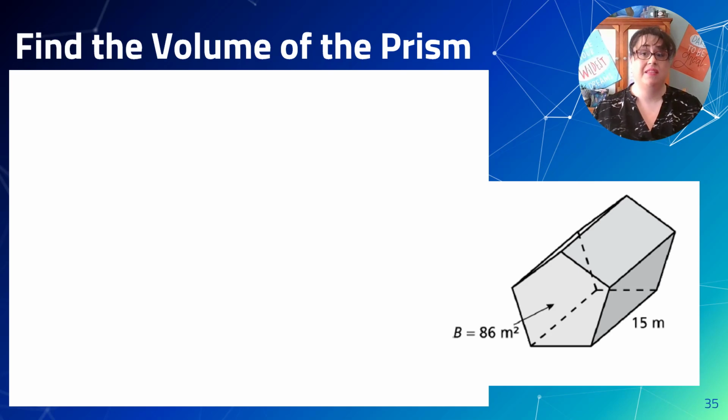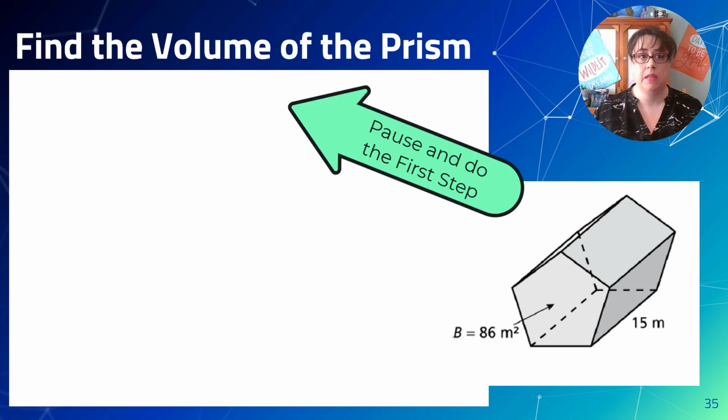So now let's look at this one. This is not a shape we've dealt with. You've probably never found the area of a pentagon. This is a pentagonal prism. But we're going to start it in the same way. So what I'd like you to do is do the first step and then come on back.